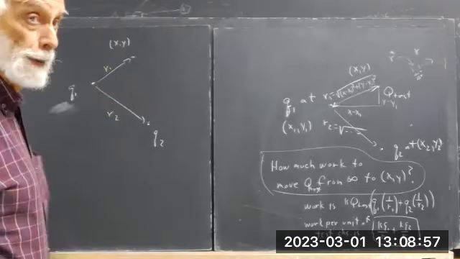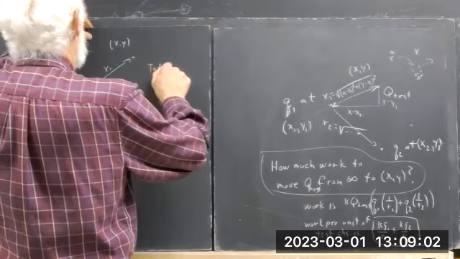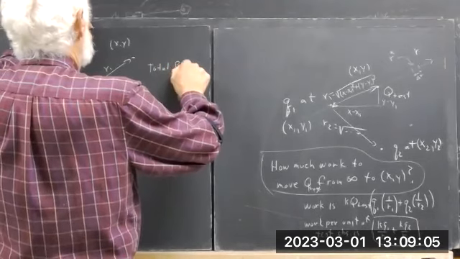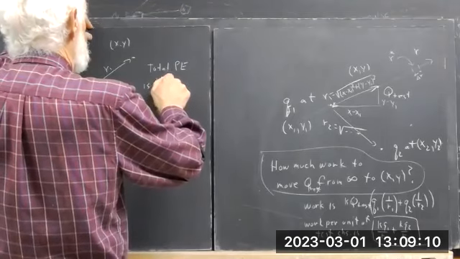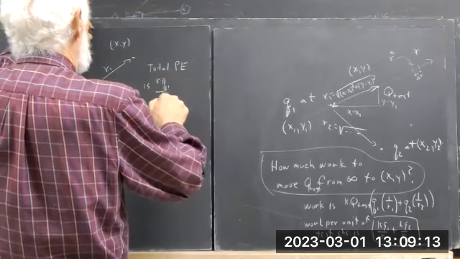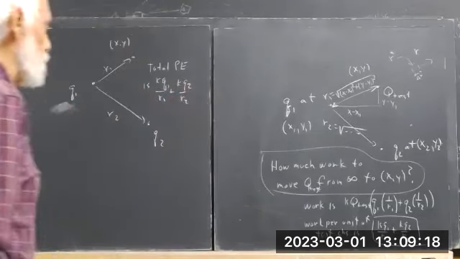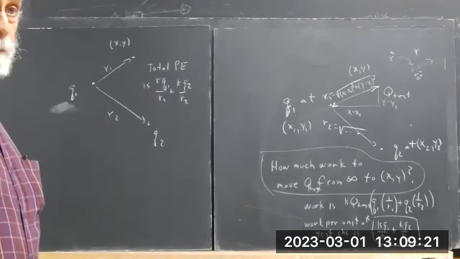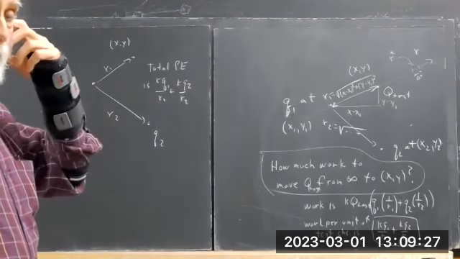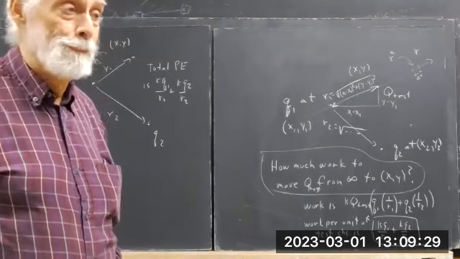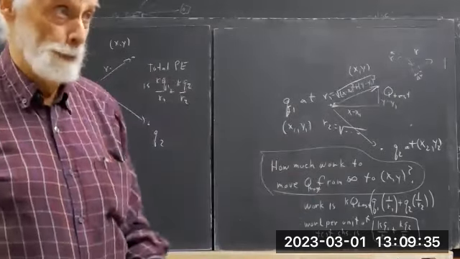This distance is R1, this distance is R2. Well, the potential energy is KQ1 over R1 plus KQ2 over R2. Now, what's our definition of potential energy? It's equal and opposite to the work done by the field, which is the work you've got to do to assemble it.